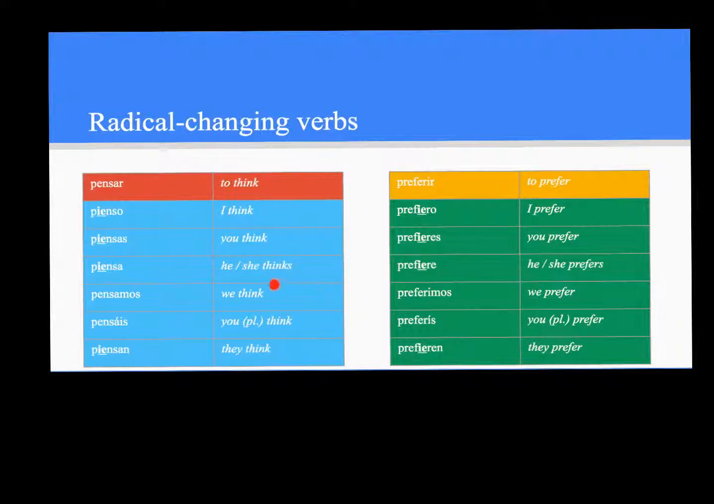When we move into the nosotros and vosotros forms of both these verbs, we'll see that the vowel that radical changed in the stem of the singular returns to the same form that it had in the infinitive. So the E of pensar is also there just as an E in pensamos and pensáis. Similarly with preferir, the E here between the F and R has returned in preferimos and preferís.